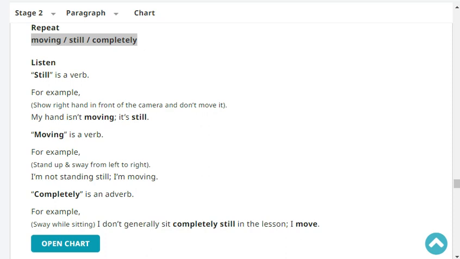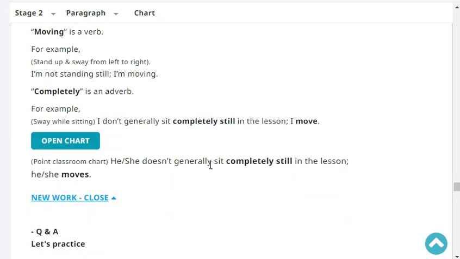Okay, so for example, another example. She doesn't generally sit completely still in the lesson. She moves. Okay, let's practice.